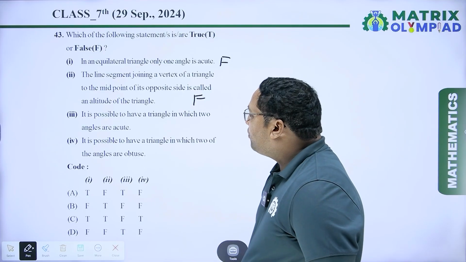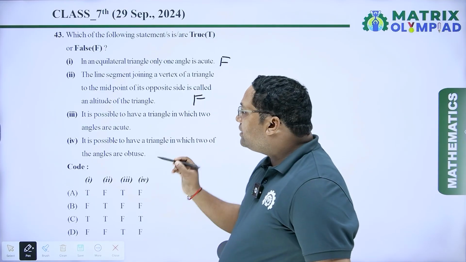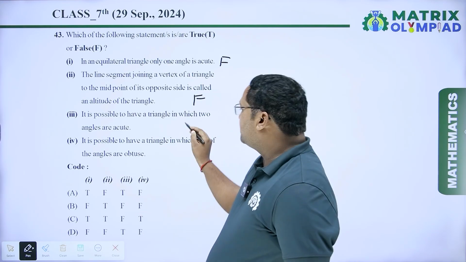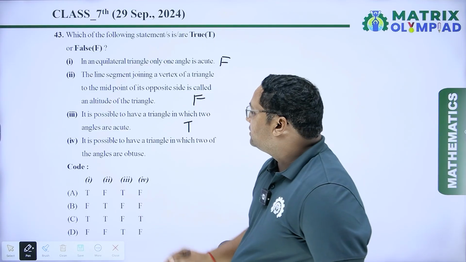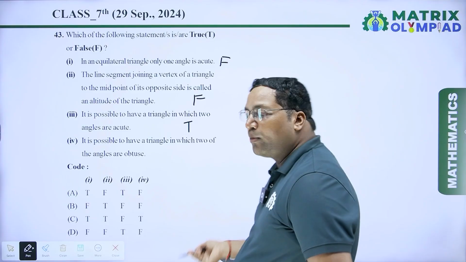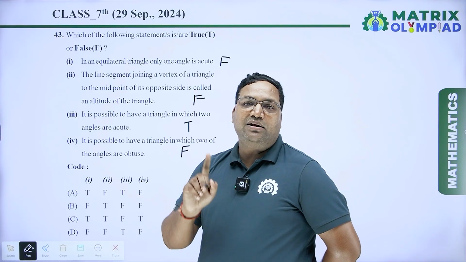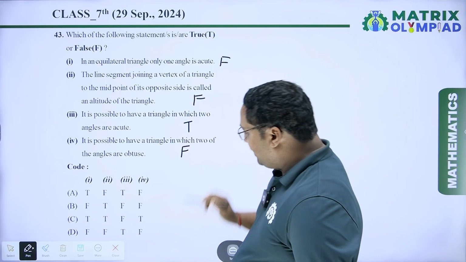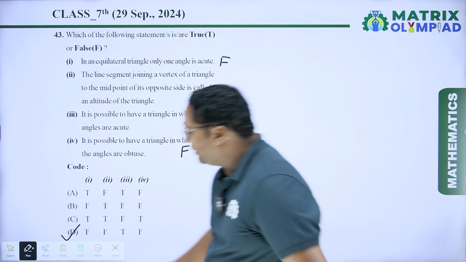Third, it is possible to have a triangle in which two angles are acute. Yes, it is true. It is possible for two angles to be acute angles. Next, it is possible to have a triangle in which two of the angles are obtuse. It is a false statement. In any triangle, only one angle is an obtuse angle. So the option is FFTF. FFTF is option number D. So the right option is option D.